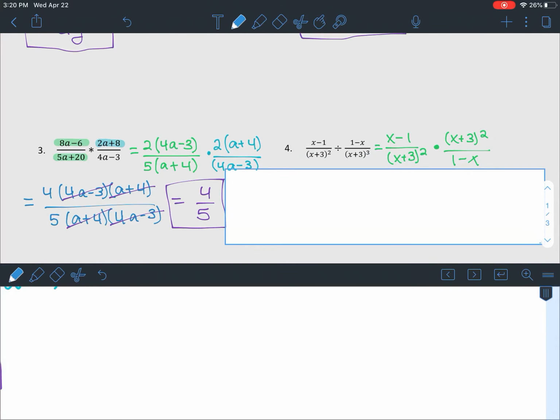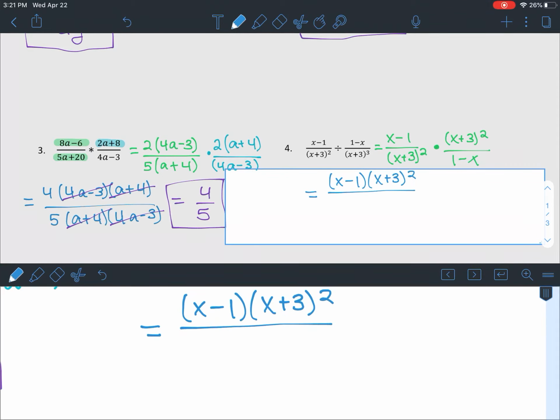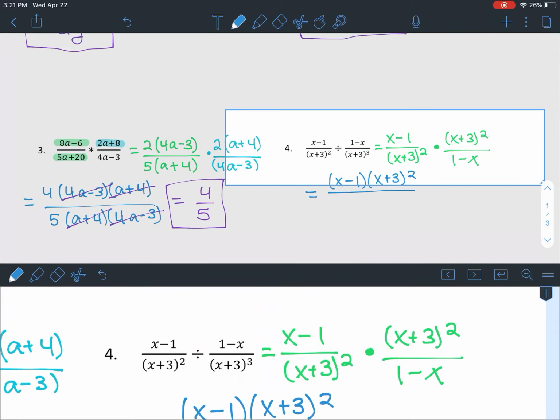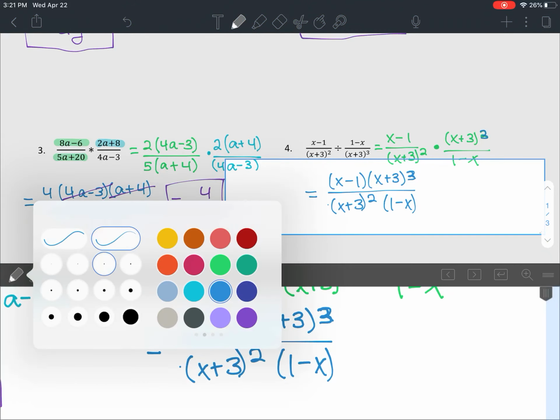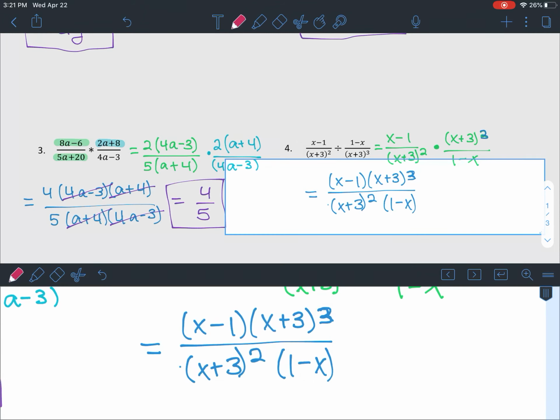From here, I'm going to go ahead and combine my stuff. So I'm going to end up with x minus 1, x plus 3 squared over, I'm sorry, this is a cube, sorry. So this one's cubed over x plus 3 squared on the bottom, 1 minus x. From here, I see what I can cross out. So I have 3 x plus 3's on the top, 2 x plus 3's on the bottom.